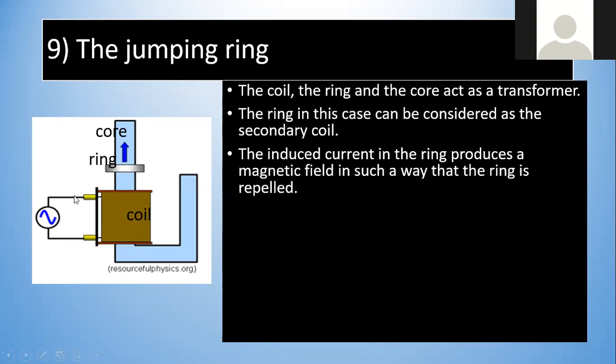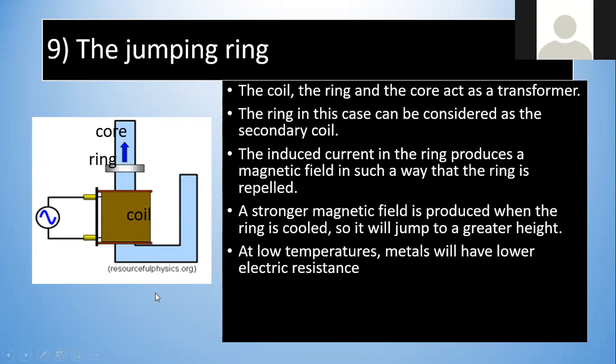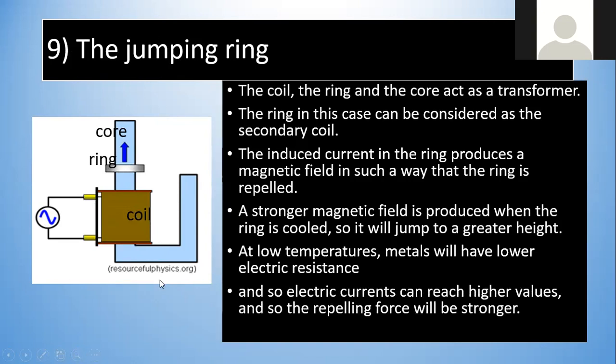Right? So when you turn on the alternating current here, the ring will jump up. If you cool this ring in liquid nitrogen, then you see it jump higher. Why? Because at low temperature, electrical resistance is smaller. Okay, this is also an application of Lenz's law.